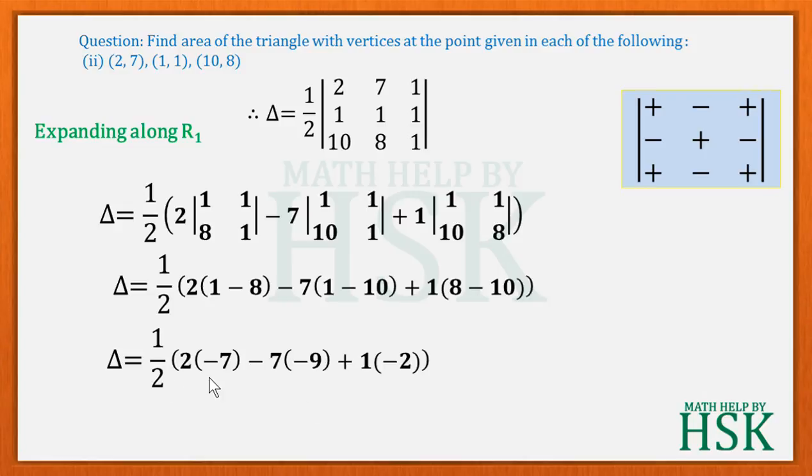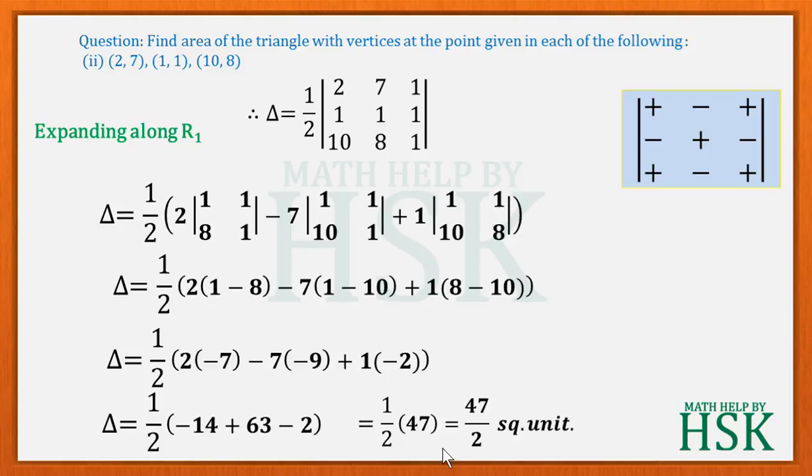This can be further simplified as equal to 1 by 2 times 2 into minus 7 into minus 9 plus 1 into minus 2. Okay, so this will be equal to minus 14, this will be equal to plus 63, this will be equal to minus 2. So I'm going to get these terms, and on solving this would give me 47. So area of the triangle would be equal to 1 by 2 times 47, or 47 upon 2 square units. This is the answer to part 2.